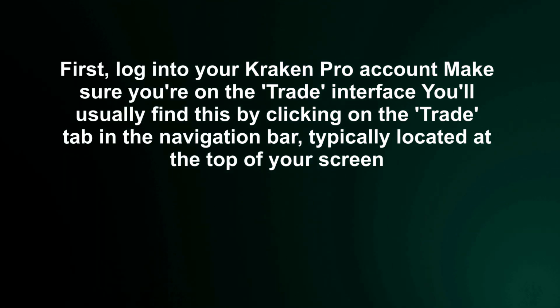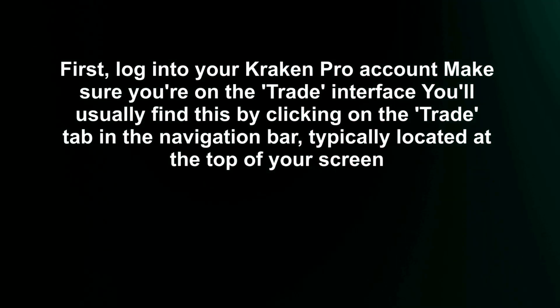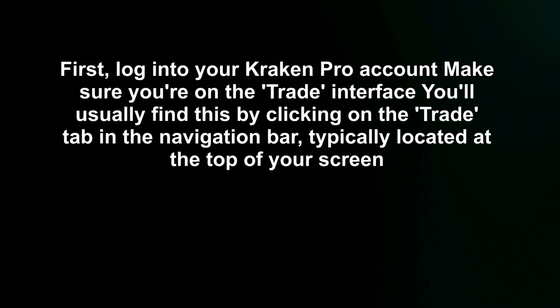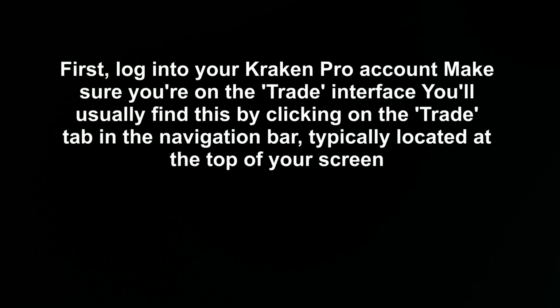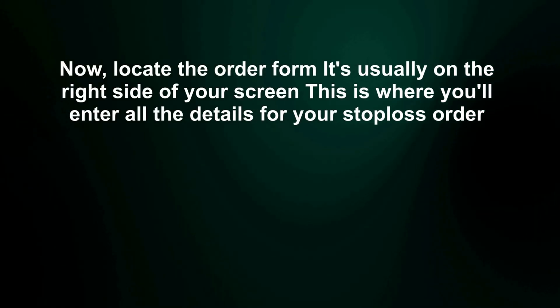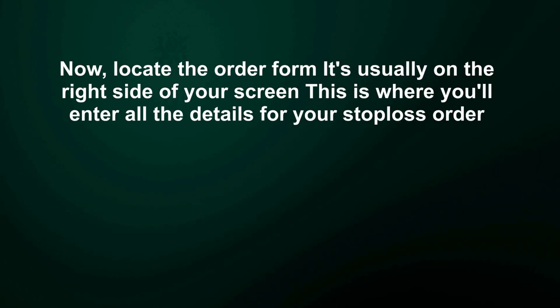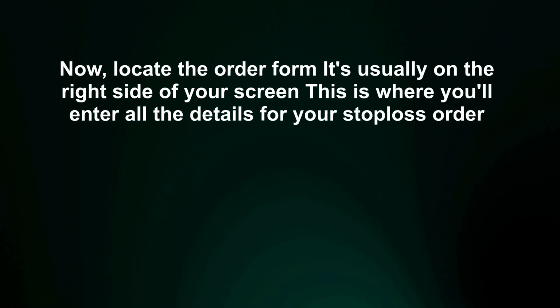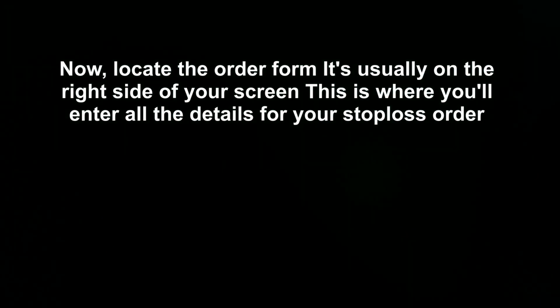First, log into your Kraken Pro account. Make sure you're on the trade interface. You'll usually find this by clicking on the trade tab in the navigation bar, typically located at the top of your screen. Now, locate the order form. It's usually on the right side of your screen. This is where you'll enter all the details for your stop loss order.